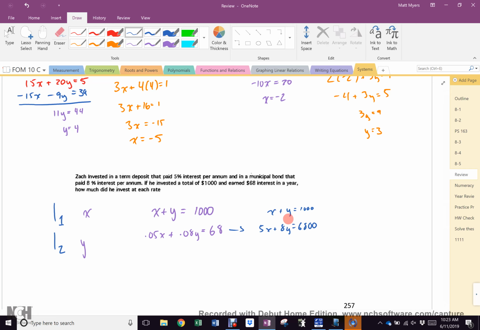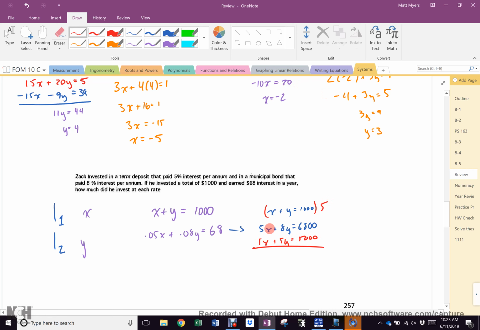You want to do elimination? No problem. So what do I have to do with this top one? What are my 2 options if I want to do elimination? Eliminate the x's. Okay, which means what do I have to multiply this by? You could do 5 and then you would subtract, or you could do negative 5 and then you would add. Since I've been doing negatives all the way along, let's do positive 5, okay? And you'll see I get the same answer. 5x plus 5y equals $5,000.